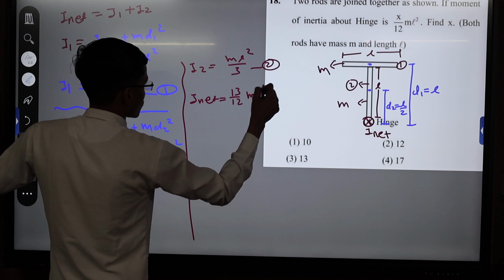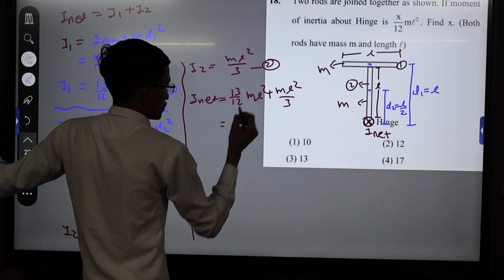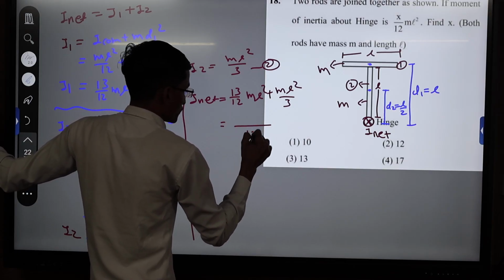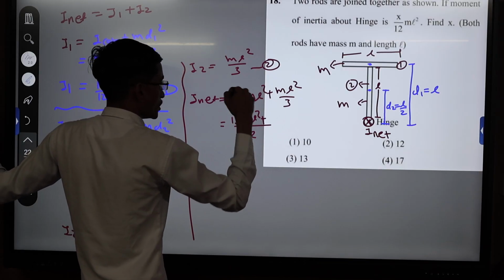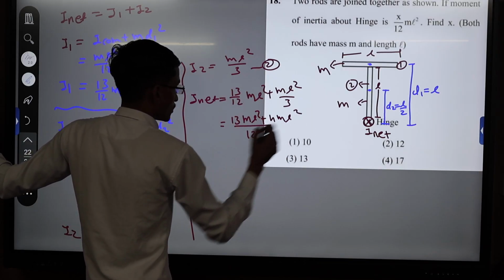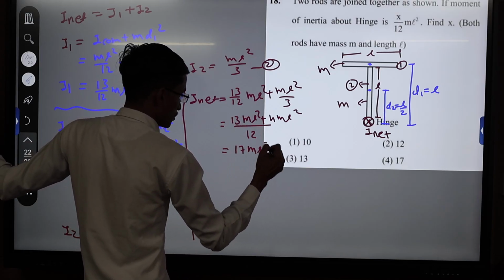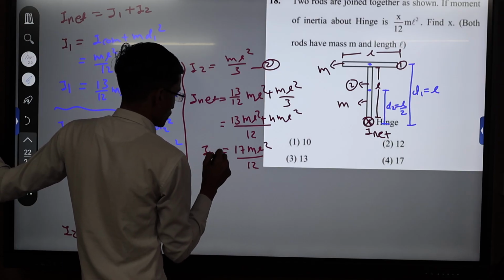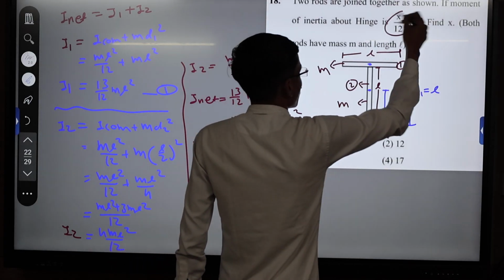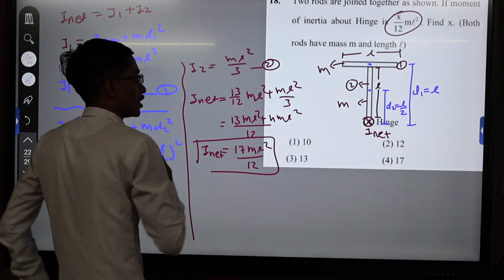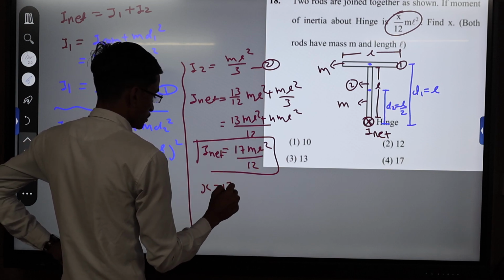Take the LCM of 12. This is 13 ML square, and 3 into 4 means 1 into 4, so 4 ML square. So this will become 13 plus 4, 17 ML square by 12. This is I net. In the question it is asked that the answer is x into ML square by 12. So the value of x is equal to 17.